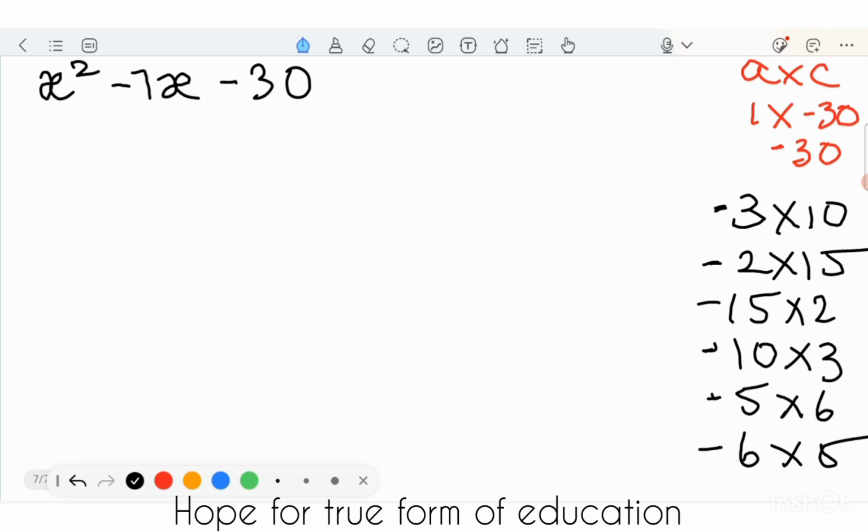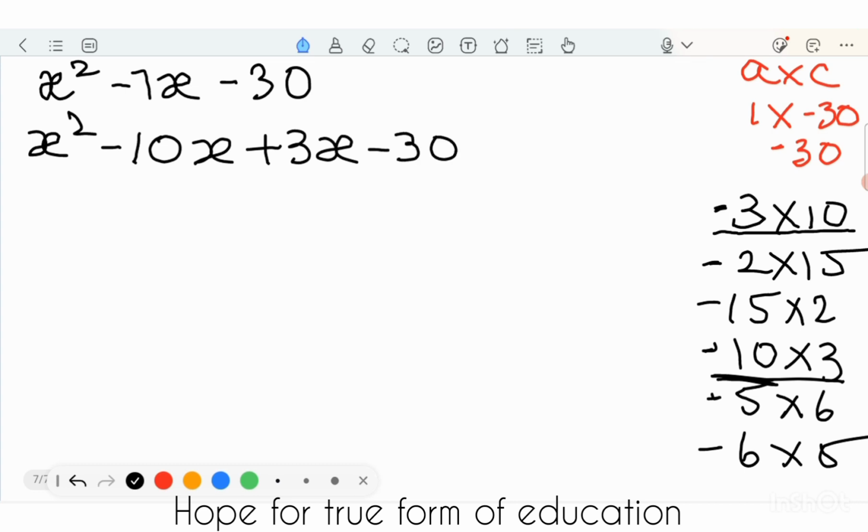Okay, yeah. Now we have minus 7x over here. What could be the possible, this one or this one? Okay, so minus 10 plus 3. Now we'll write x square as it is. So we have minus 7, right? So the big one, 10 is bigger than 3, so we'll use this: minus 10x plus 3x minus 30. Okay, got it? Minus 10x plus 3x is minus 7x.